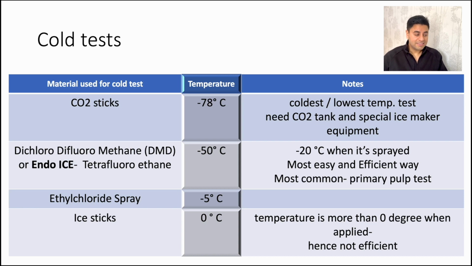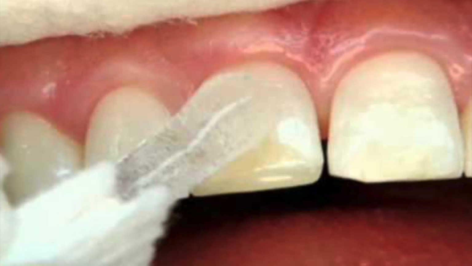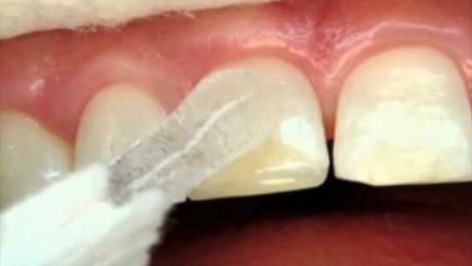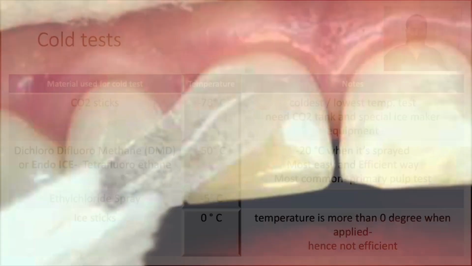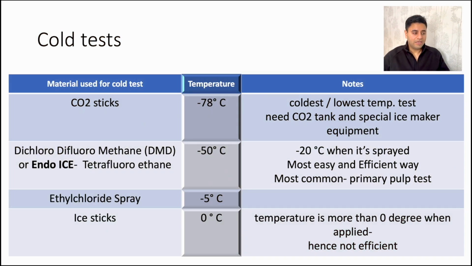Last is ice sticks. Yes, it's easy to make. There are some kinds of frames that you can use to make those ice sticks and keep them in your clinic freezer and use them when the patient is there. But when you are applying it, the temperature of the ice stick may rise above 0 degrees, which is not desirable. And that's all about cold tests. So these are all four cold tests. I hope this topic was clear for you.